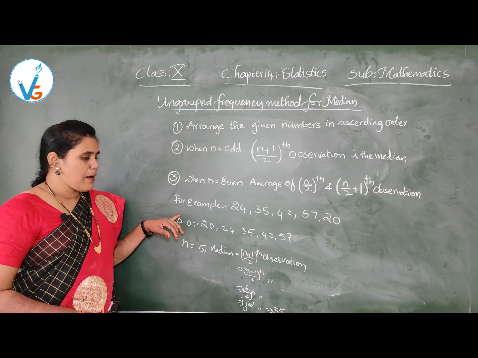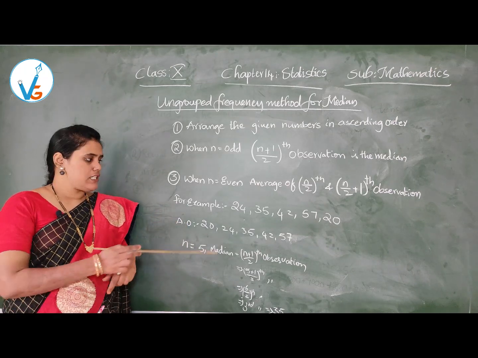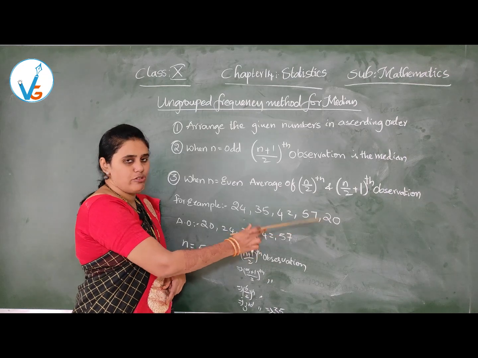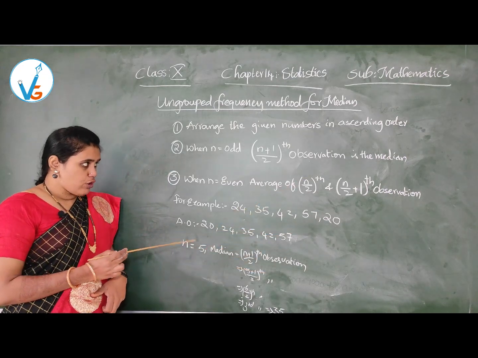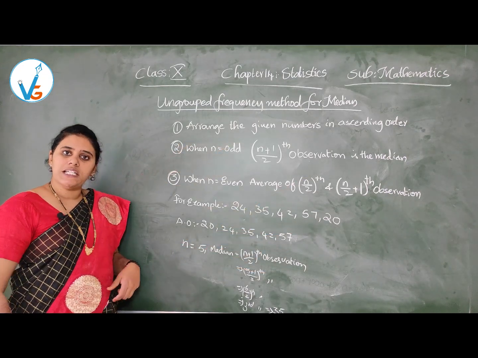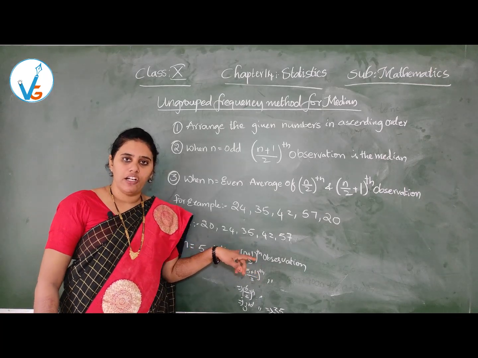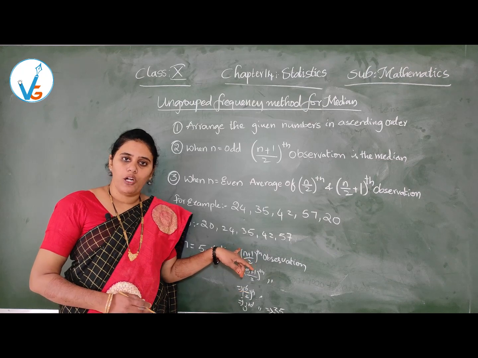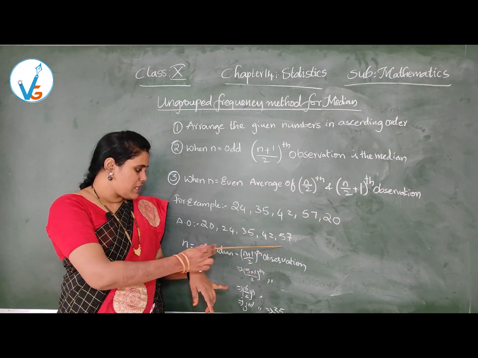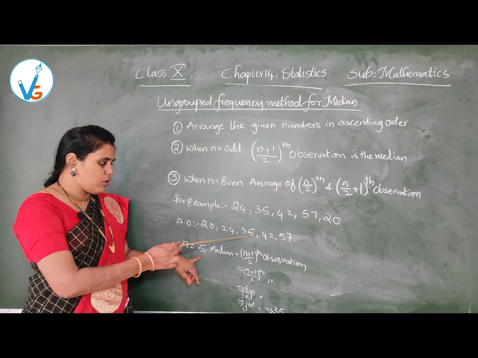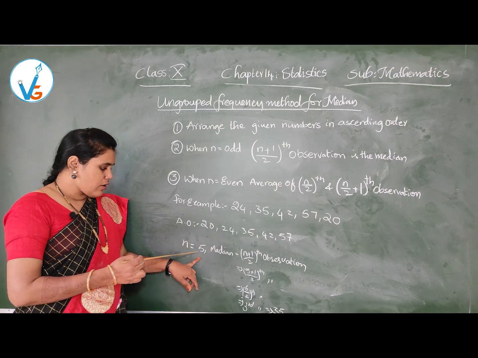Now here for example, if I have taken the numbers 24, 35, 42, 57 and 20. So here first what we have to do, arrange the given numbers in ascending order. So I have arranged the numbers in ascending order. Ascending order means you all know from small to big. Then afterwards what is the value of n here? 1, 2, 3, 4, 5. So n is equals to 5.